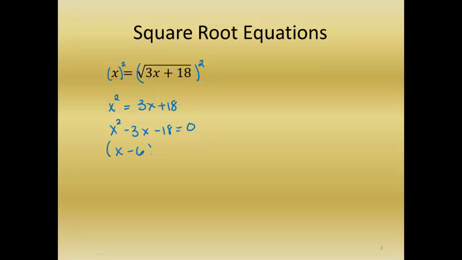I'm going to go ahead and factor this one because I know that 6 times 3 makes 18, so that'd be x minus 6 and x plus 3. That also gives me the negative 3x that I need. So x equals positive 6 and x equals negative 3.